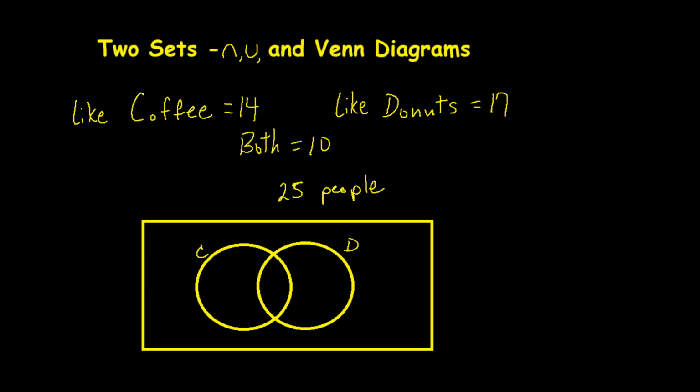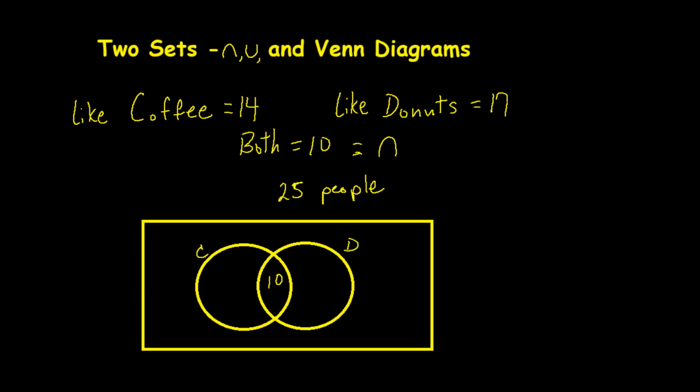When completing Venn diagrams, we always want to start at the center where the two circles overlap. That area is called the intersection, and this is your symbol for intersection. There are 10 in the overlap, so 10 goes in the center here.